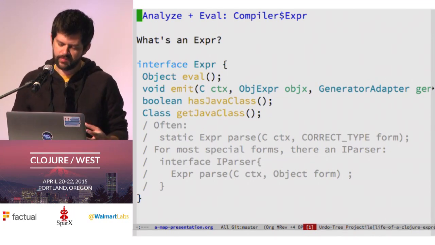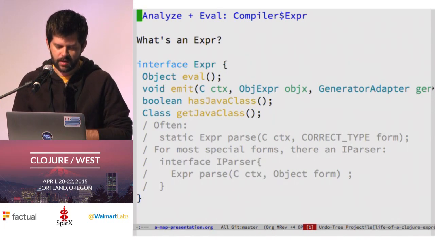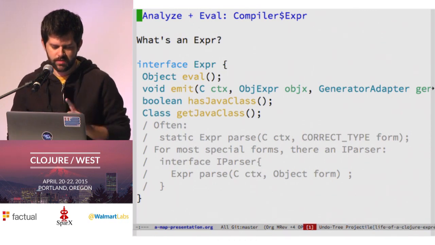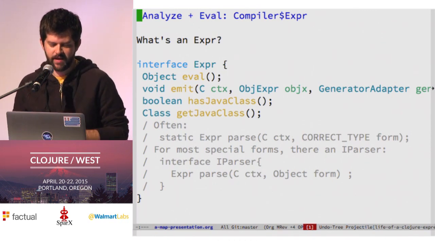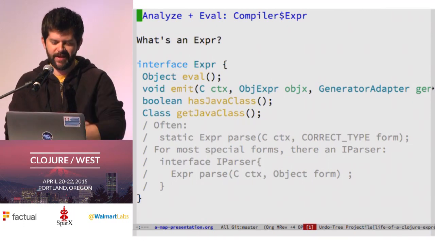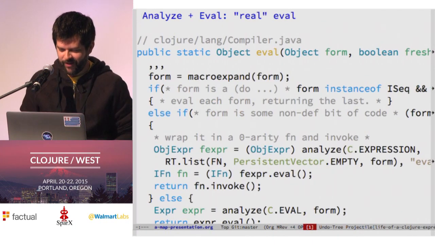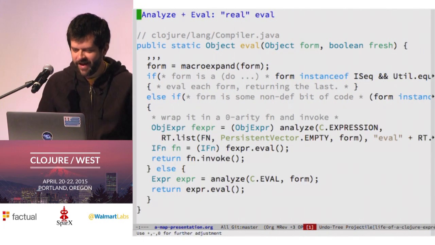For most special forms, there's an interface called IParser that just has a parse method. And I think the fn expr may be the only exception to those 2 ways of creating an expr, but it doesn't really matter, I hope. Or I just decided that. I just decree that it doesn't matter. You have to believe me.